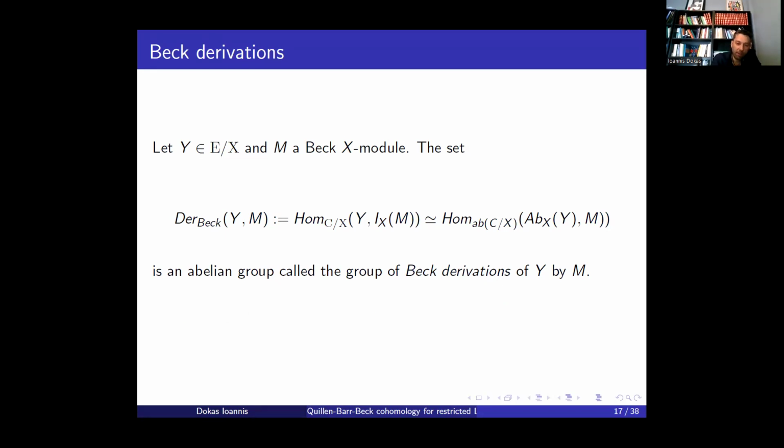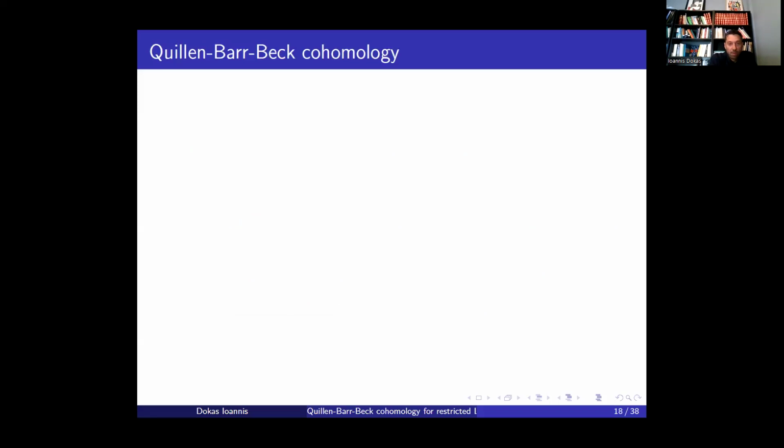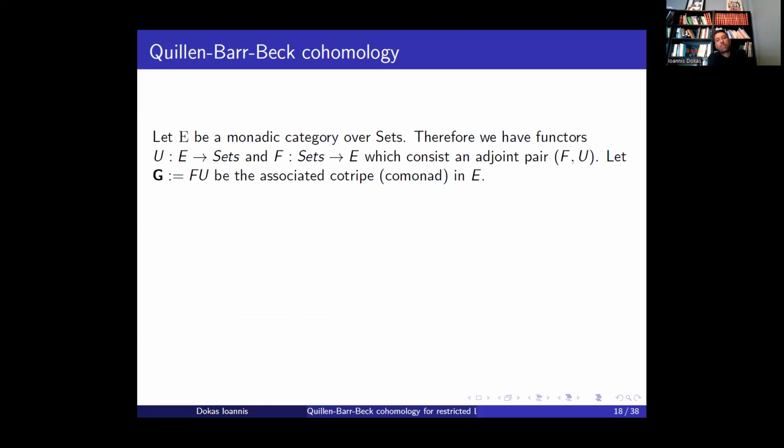Now, of course, from this definition of Beck derivations, for an X Beck module M, we have defined a contravariant functor that you see here. Now that we have this contravariant functor, we can define Quillen-Barr-Beck cohomology groups as follows. First, the setup is that we are in a monadic category over sets. This is the case with our algebraic categories. We had, for example, seen that for the restricted Lie algebras, we have a free functor, but also in other cases, Lie algebras, associative algebras, groups, etc. So we have a monadic category over sets.